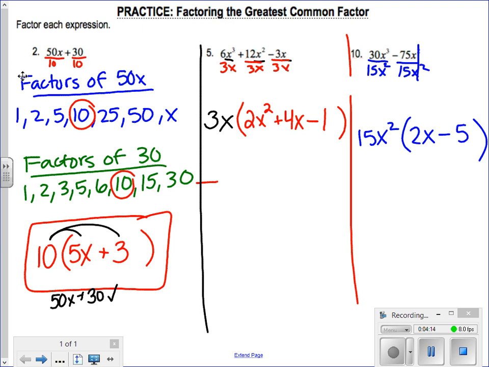All right, just as I said before, if you have other questions, please look at the key on Canvas or come in for office hours. There's also one more Factor by GCF practice file and video located on Canvas. You can give that a try as well.